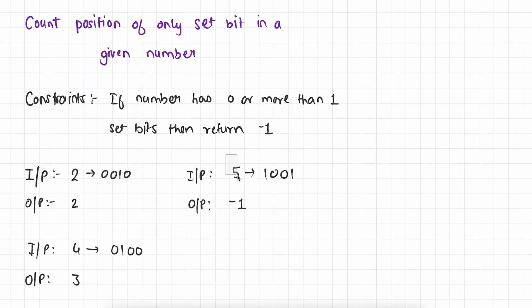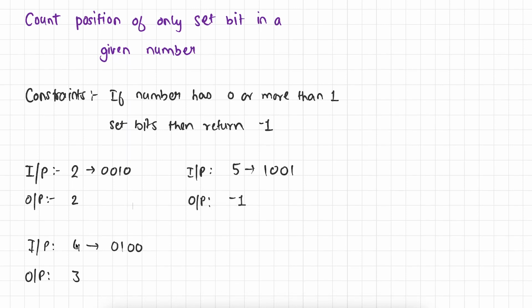Here the number is 5. The binary representation of this number is 0101, and you can clearly see that this number has more than one set bit. That's why we are returning -1.